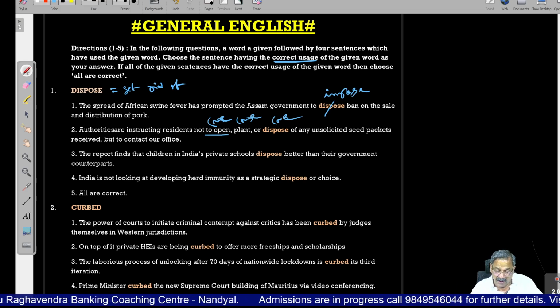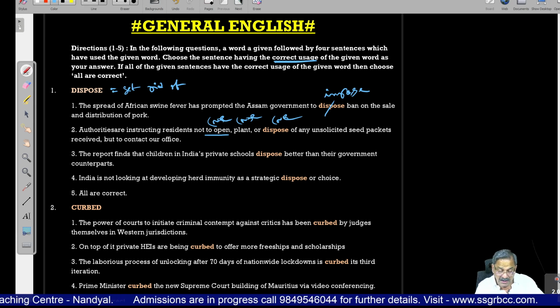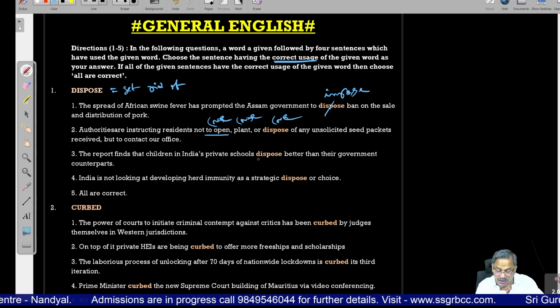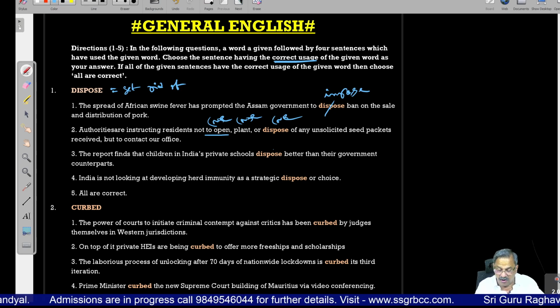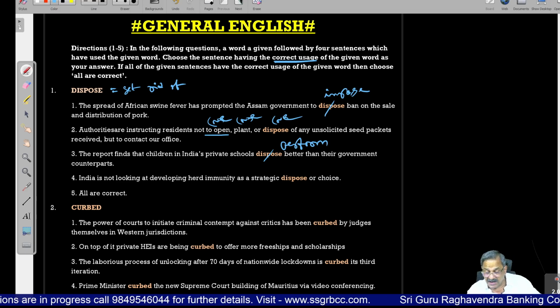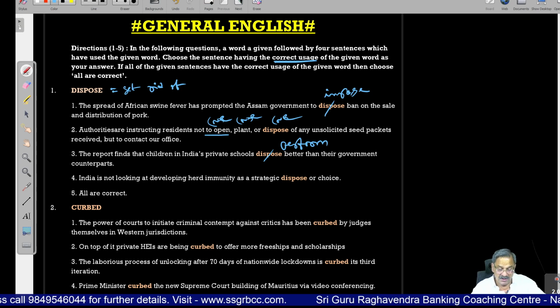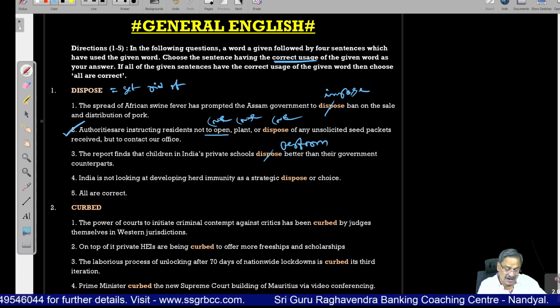The report finds that children in India's private schools dispose better than, no, perform, P-E-R-F-O-R-M, perform better than their government counterparts. Here dispose is not suitable. Then only the second option is correct.